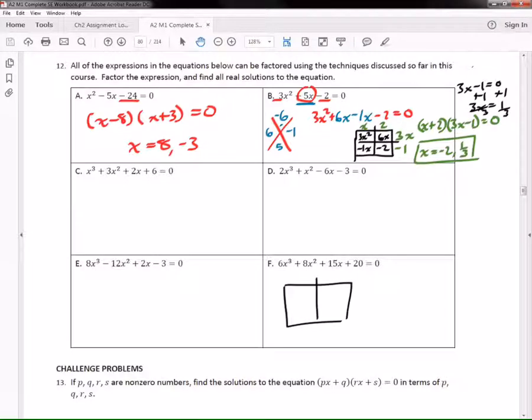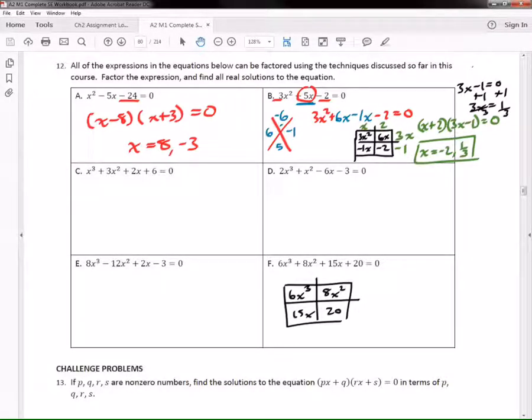Alright, now we have 4 terms, 1, 2, 3, 4, and so I made a box with 4 boxes. So 6x to the 3rd, 8x squared, 15x, and 20. I think it's important that you go in order, like this one, then this one, then this one, and this one, in descending order, by the exponents. That's how I know it's descending.